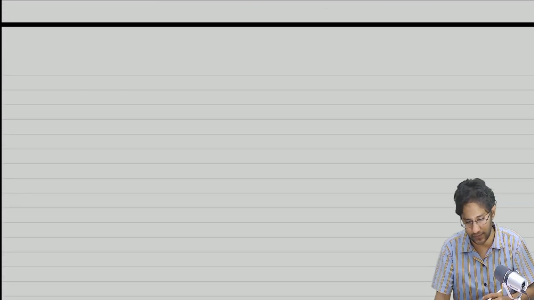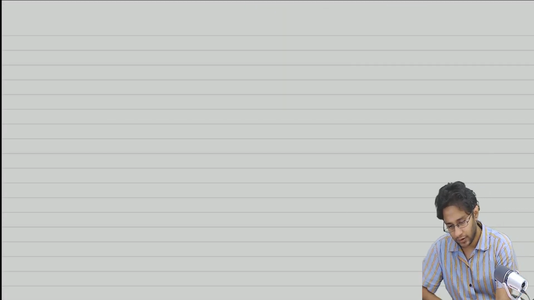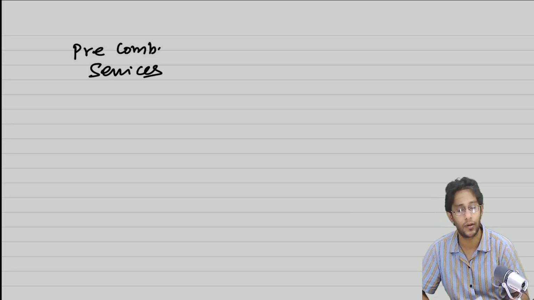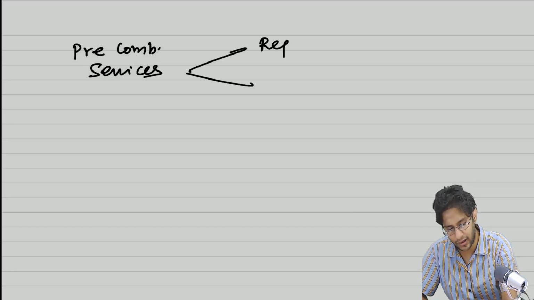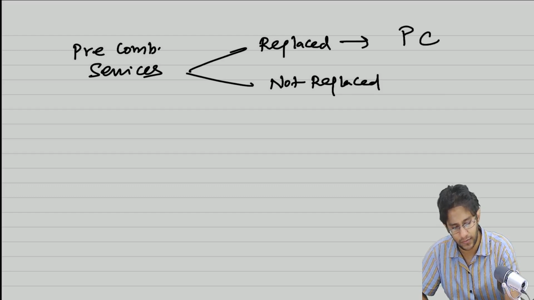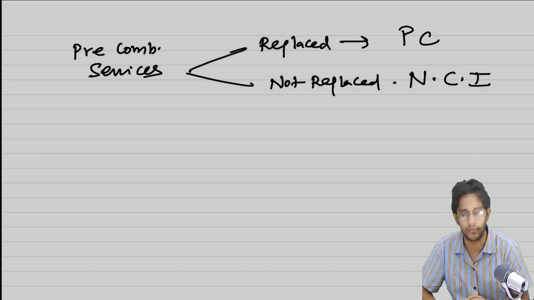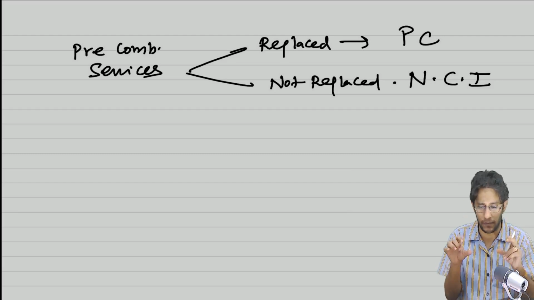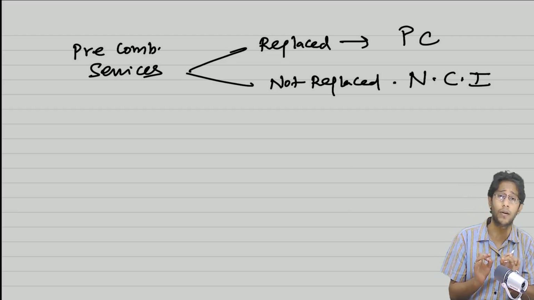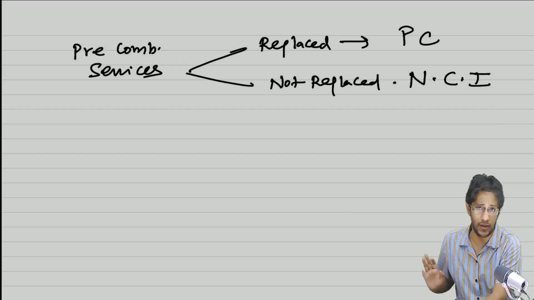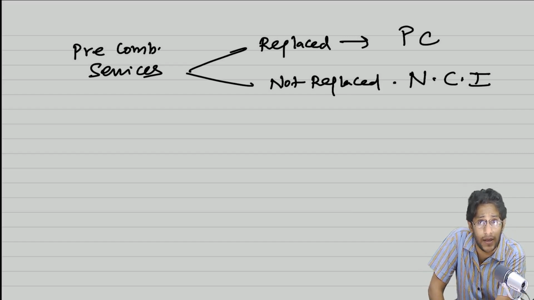So moral of the story is, you first go and work out the pre-combination services value. Then check whether it is replaced or not replaced. Replaced, add to PC. Not replaced, add to NCI. That's it. As simple as this. All you have to remember is one formula and go and check whether the word replaced is there in the question or not. If it is there, add it to PC. Not there, add it to NCI. That's it. This is the story of your share-based awards, guys.